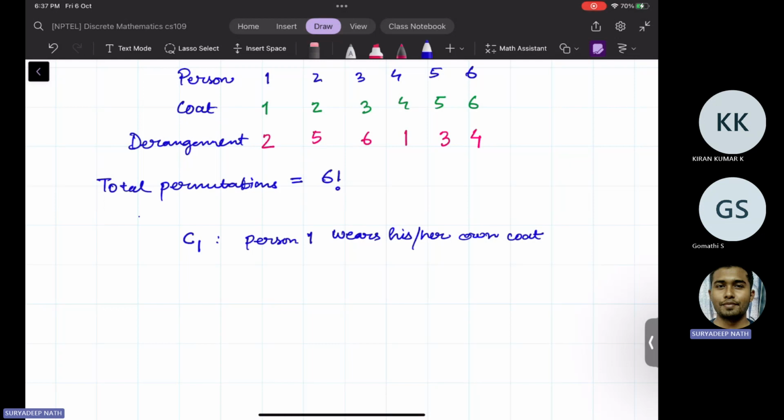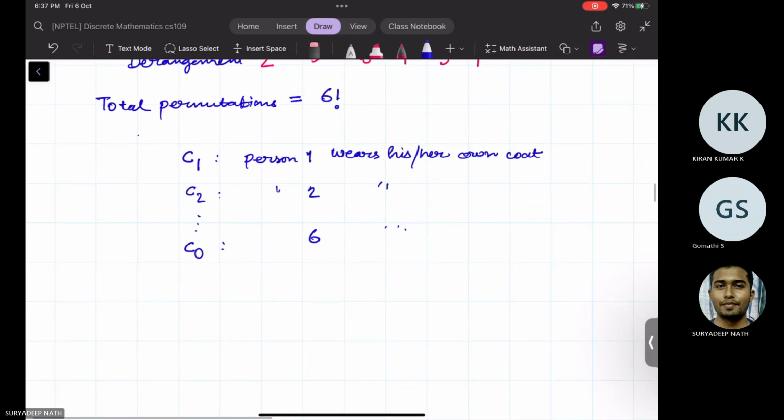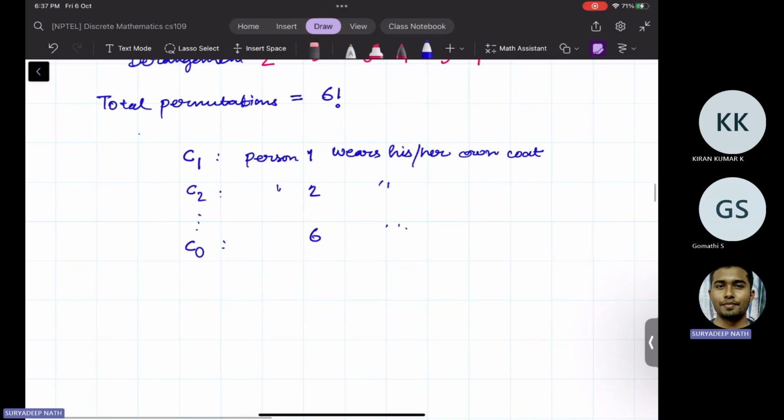So while calculating C1, we don't consider whether the other persons have worn correctly or not. We are just interested in person one. So we assume that person one wears his own coat correctly. Similarly, C2 is for person two, and so on up to C6, that is person six wears his own coat. So now this is equal to n, the total. What we have to find out is not C1, not C2, not C3, not C4, not C5, and not C6.